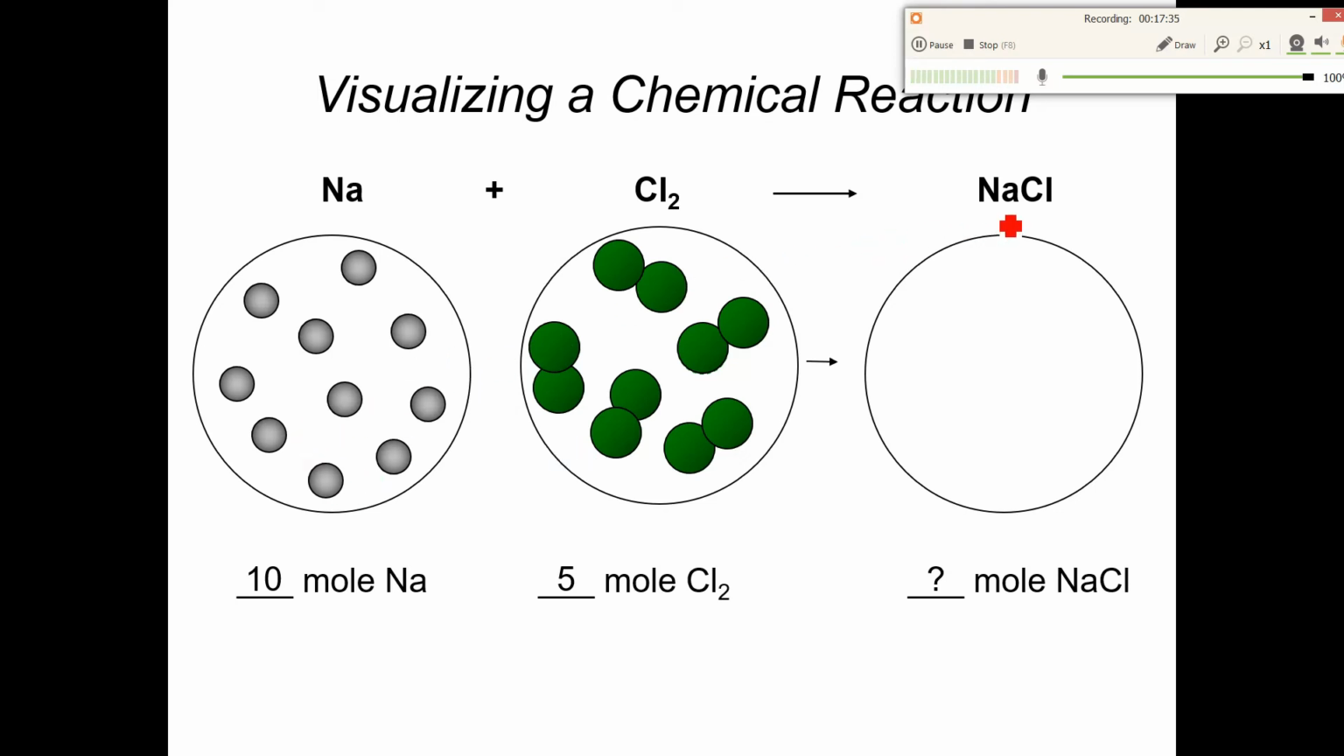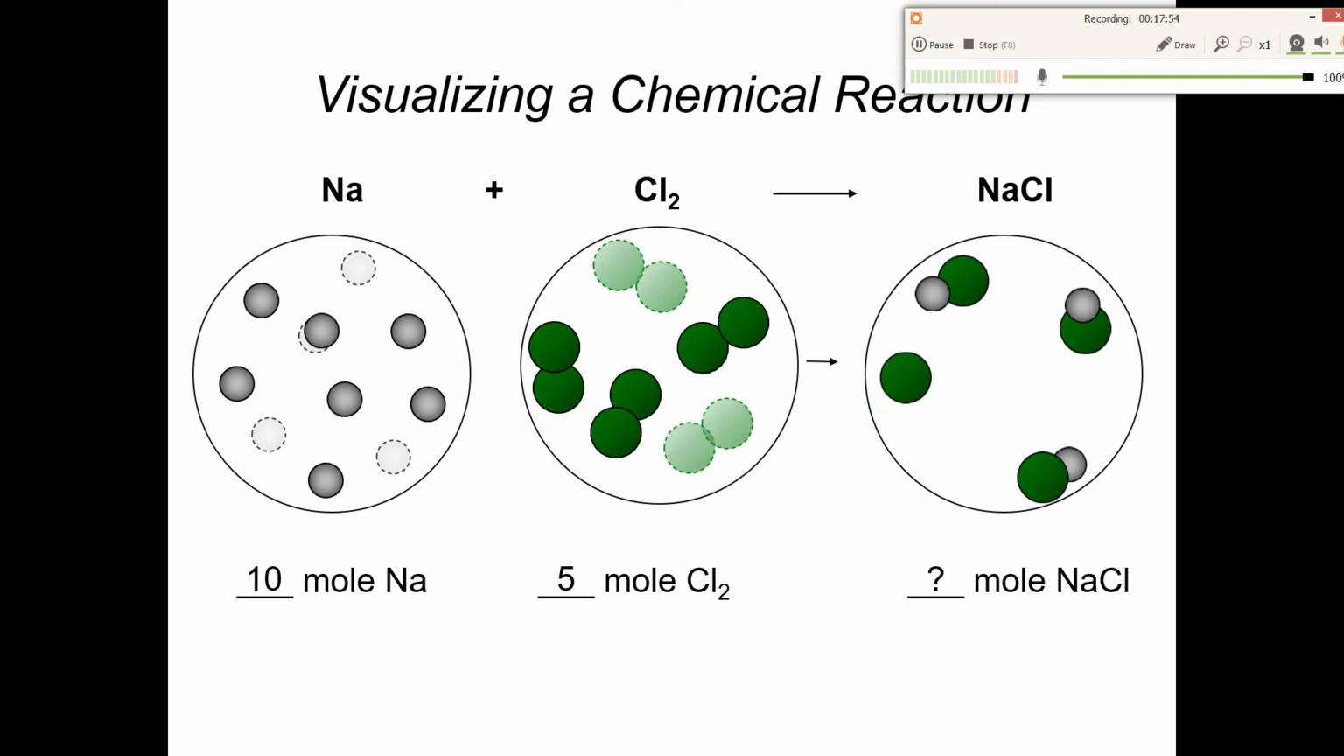Sodium and chlorine react like so. In sodium chloride, only 1 atom of sodium and 1 atom of chlorine are present. So how does that happen? 1 atom of sodium goes with 1 atom of chlorine, and in this way all the sodium and all the chlorine atoms will be binding with each other. As you can see, each sodium atom is binding with individual chlorine atoms.